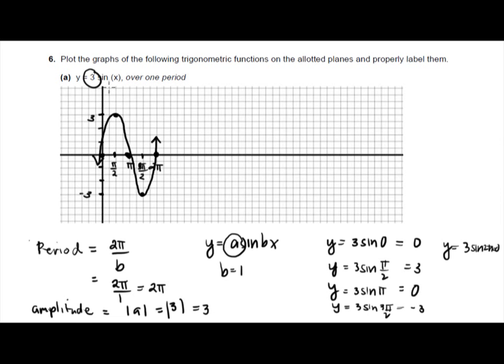Now, you might ask, what if this is a negative 3? Then you still start at 0, but the direction will be, you have to go down first to negative 3, and then 0, positive 3, and then go back to 0. So the graph will be the reverse of 3 sine x. Okay? So that's it.